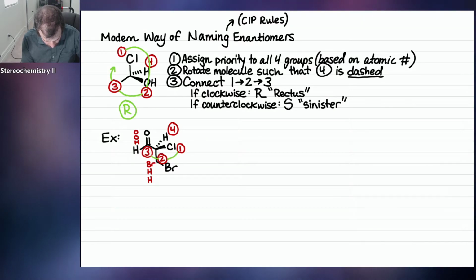1, 2, 3, and we can see that this arrow is moving in a clockwise direction. And of course we got lucky here in that the lowest priority group was already on a dash, so we didn't have to worry about rotating the molecule. We're moving in a clockwise direction, so the stereochemistry of this molecule is R. Let's do another example. How about this guy?